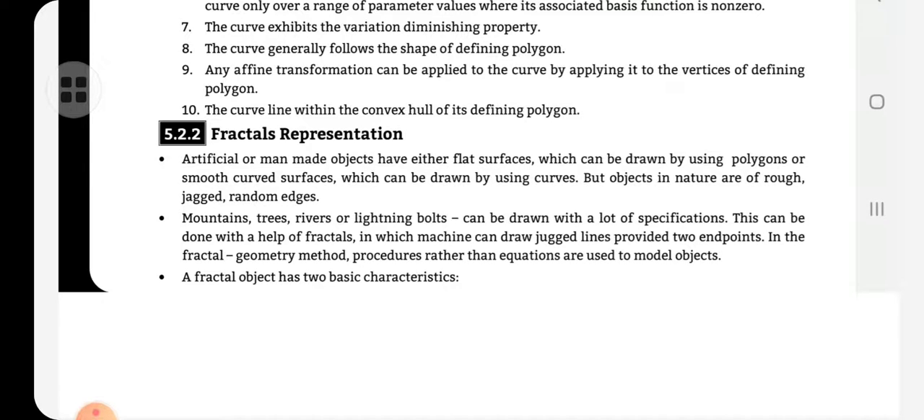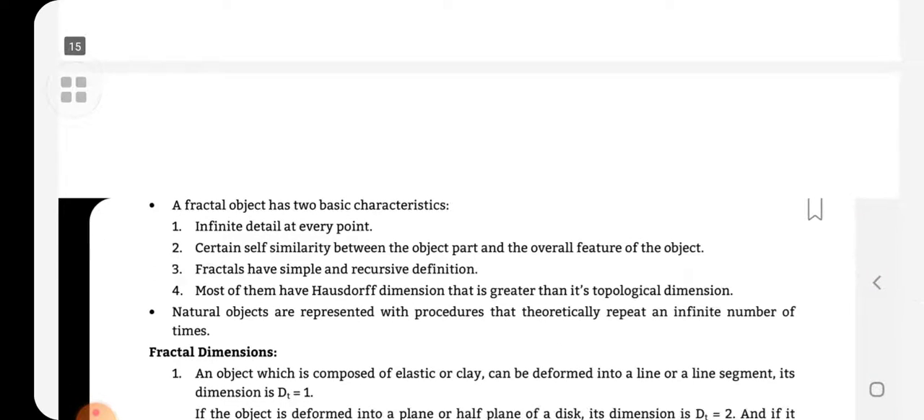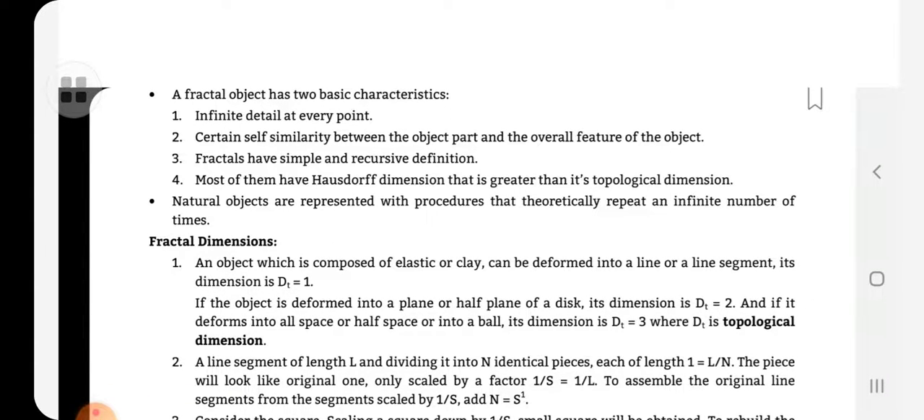In the fractal geometry method, procedures rather than equations are used to model objects. A fractal object has two basic characteristics. First, infinite detail at every point. Second, certain self-similarity between the object parts and the overall features of the object. Third, fractals have a simple and recursive definition. And fourth, most of them have a Hausdorff dimension that is greater than its topological dimension.